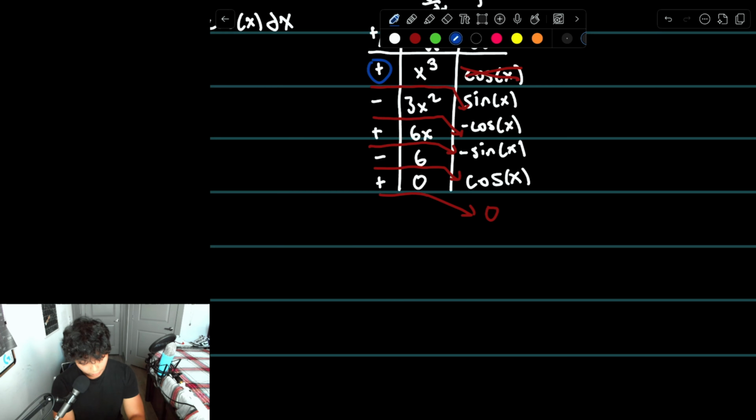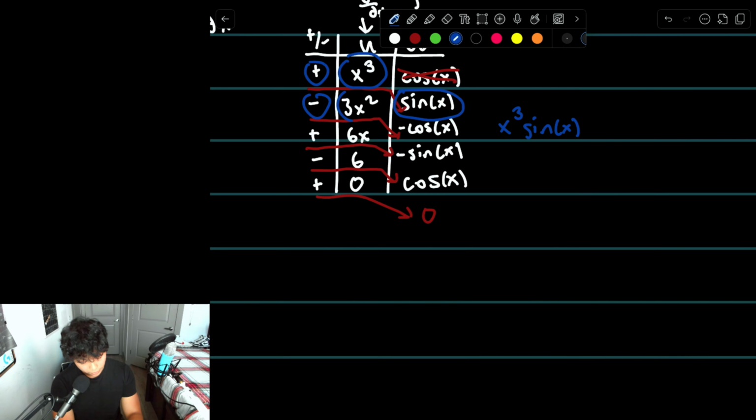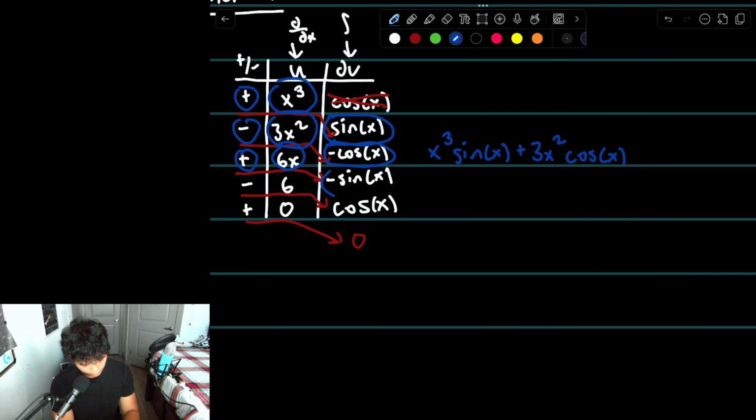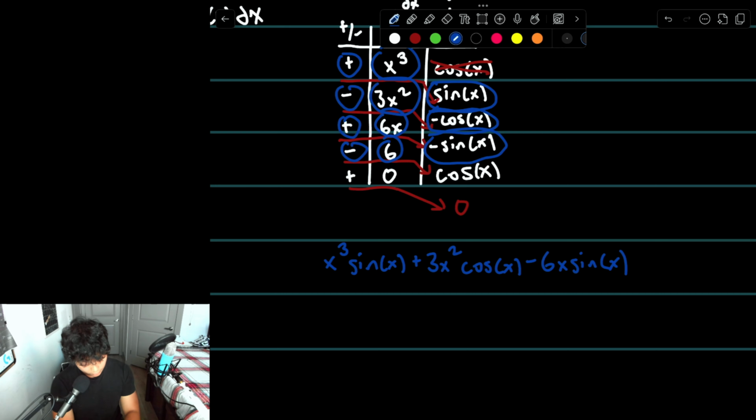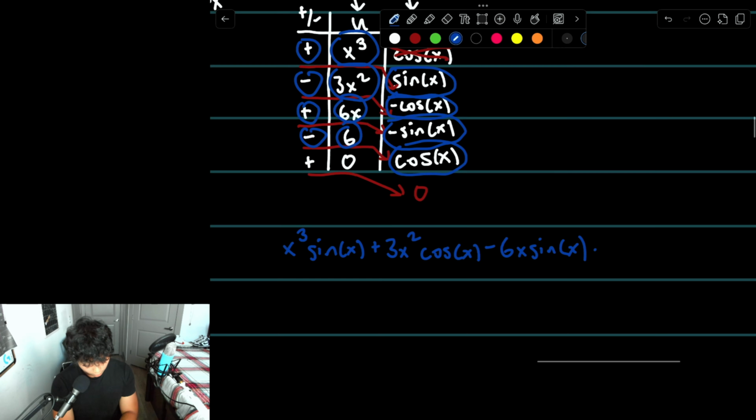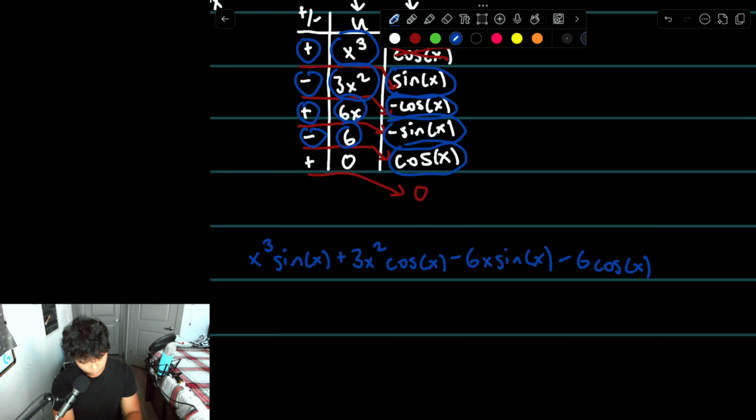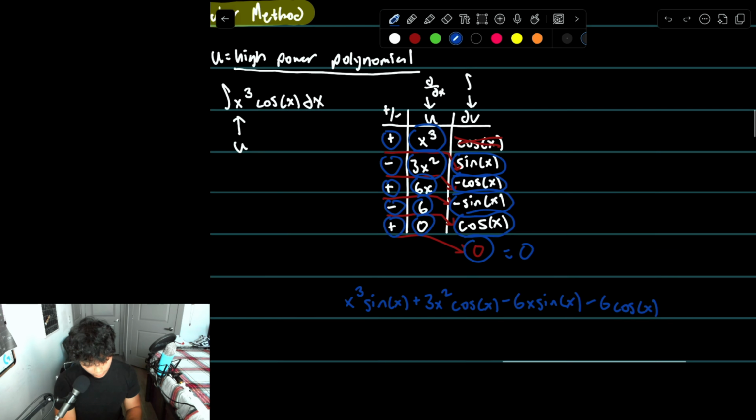a positive times x cubed times sine of x will just lead us with x cubed sine x. Multiplying a negative times 3x squared times negative cosine x will just give us positive 3x squared cosine x. Multiplying a positive 6x and negative sine x will just give us a negative 6x sine x. And let me just bring this down here. Multiplying a negative, a 6, and a cosine x will just give us negative 6 cosine x. And then obviously a positive, a 0, and a nothing will give us 0, which you obviously don't have to put a plus 0. And yeah, that is basically the tabular method.